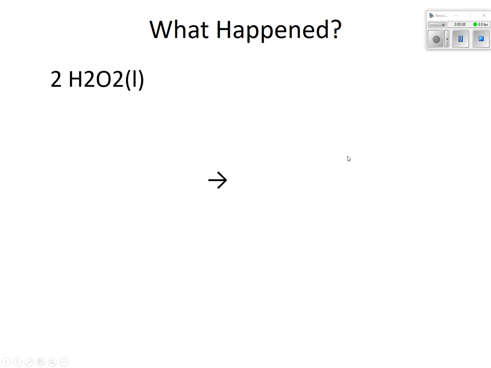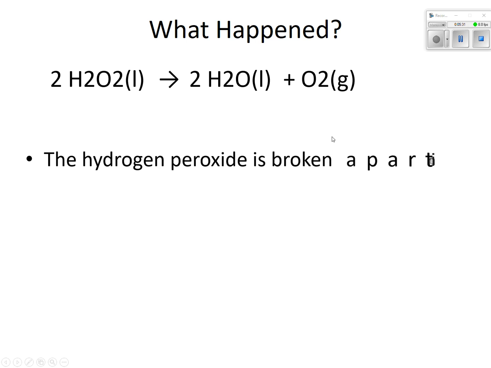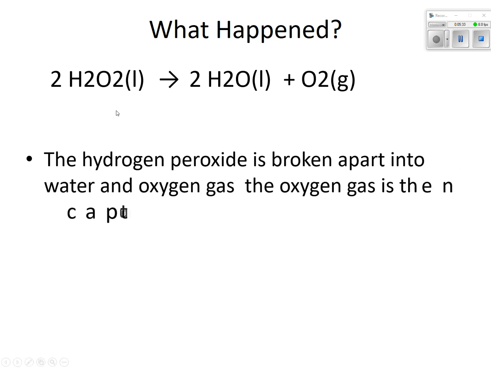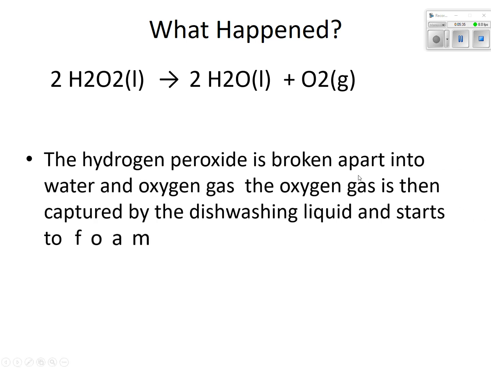So what actually happened? The H2O2 in the elephant toothpaste, which was a peroxide, which was a liquid, broke apart. This becomes H2O as a liquid and O2 as a gas. So we took these chemical bonds and we broke them apart. Is that a chemical or a physical change? This is going to be a chemical change because we get something new. The hydrogen peroxide is broken apart into water and gas.